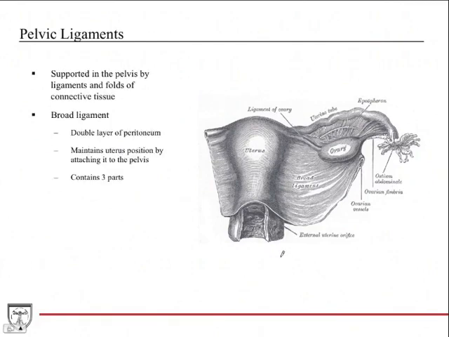The female reproductive tract has several pelvic ligaments that help it stay suspended within the pelvis, and these are really just folds of connective tissue. The major one that we want to focus on for the uterus is the broad ligament, and it's a double layer of peritoneum, and it maintains the uterus position by attaching it to the pelvis, and then it also attaches to the other reproductive organs involved as well, so the ovaries and the fallopian tubes. So it helps keep this entire reproductive complex within a normal position in the pelvis.